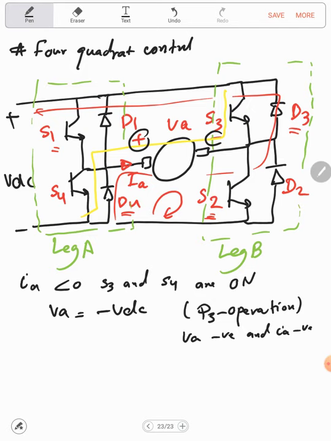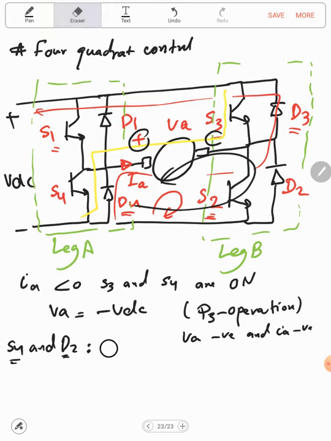Now, if S4 and D2 are conducting, the current is freewheeling through S4 and D2, so simply this is energy storing, or storing energy, let's say, in the inductance, of course.